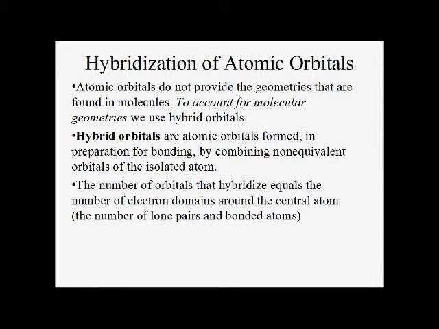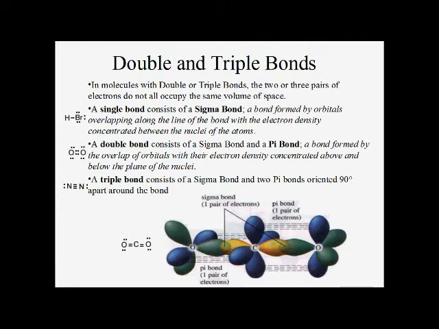And what happens is that the number of orbitals that we start with will give us the number of orbitals that we end up with. So if we start with 2 orbitals, we're going to end up with 2 orbitals. If we start with 3, we're going to end up with 3. But we're going to end up with a different combination of these orbitals, which will give us different geometries of these orbitals.